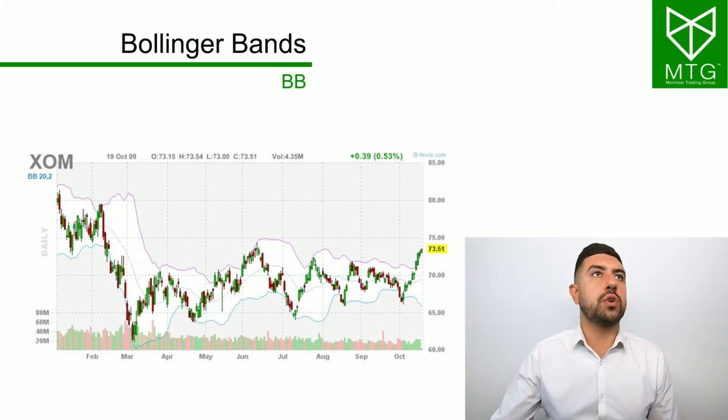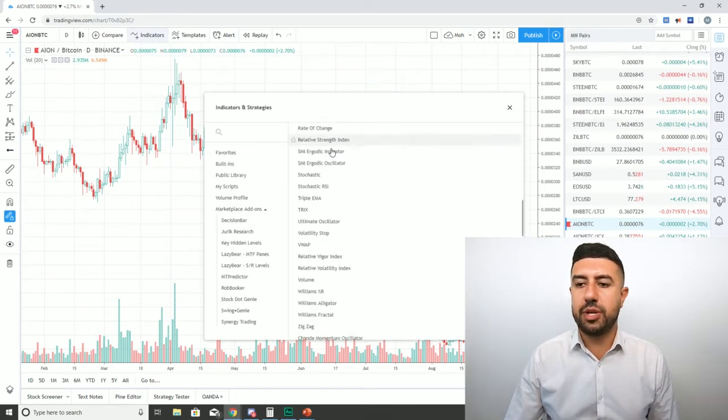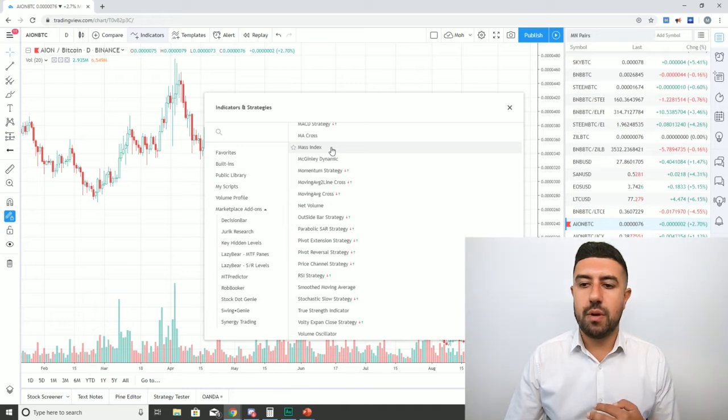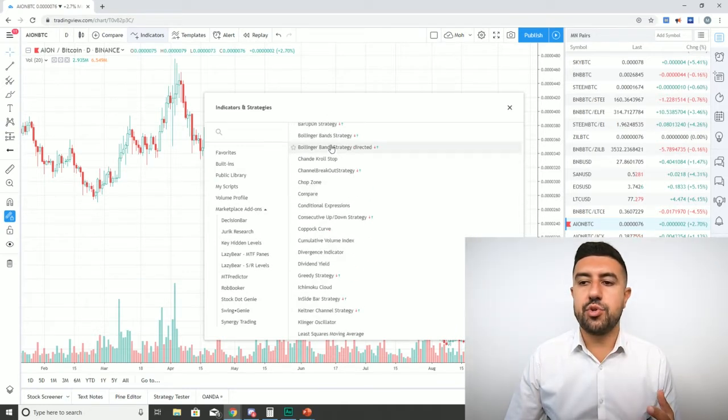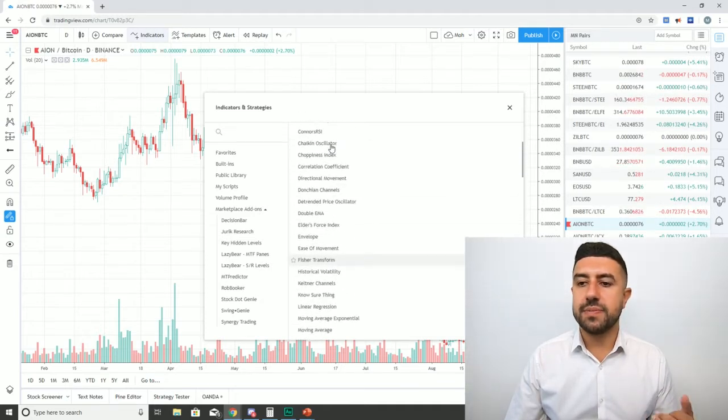Okay, so if you go on TradingView and you click here on indicators, these are where you're going to find the technical indicators. You're going to see there's a bunch of them. Most of them are really bad. And anybody can create their own indicator. You can create one tomorrow and add it here, right?